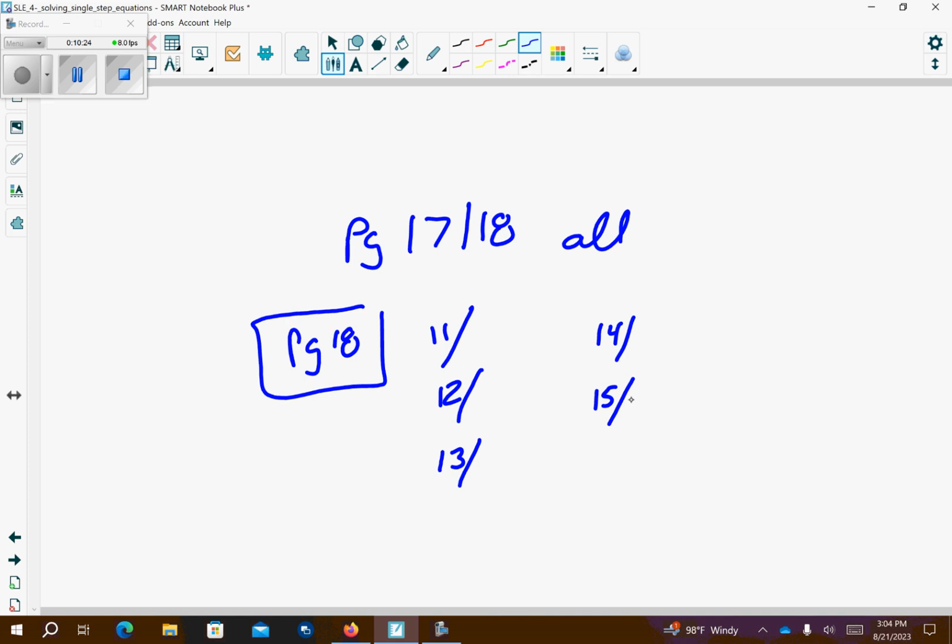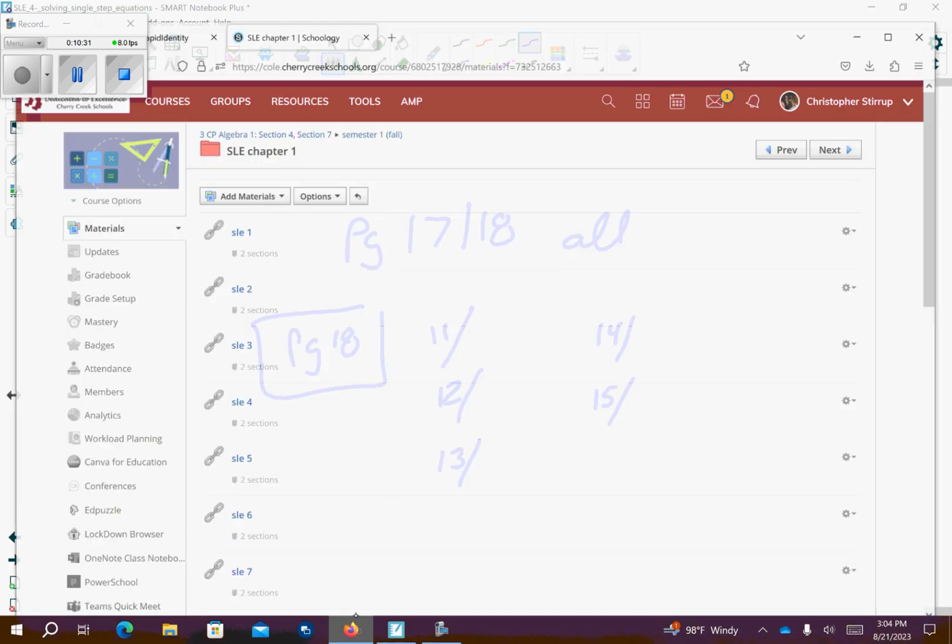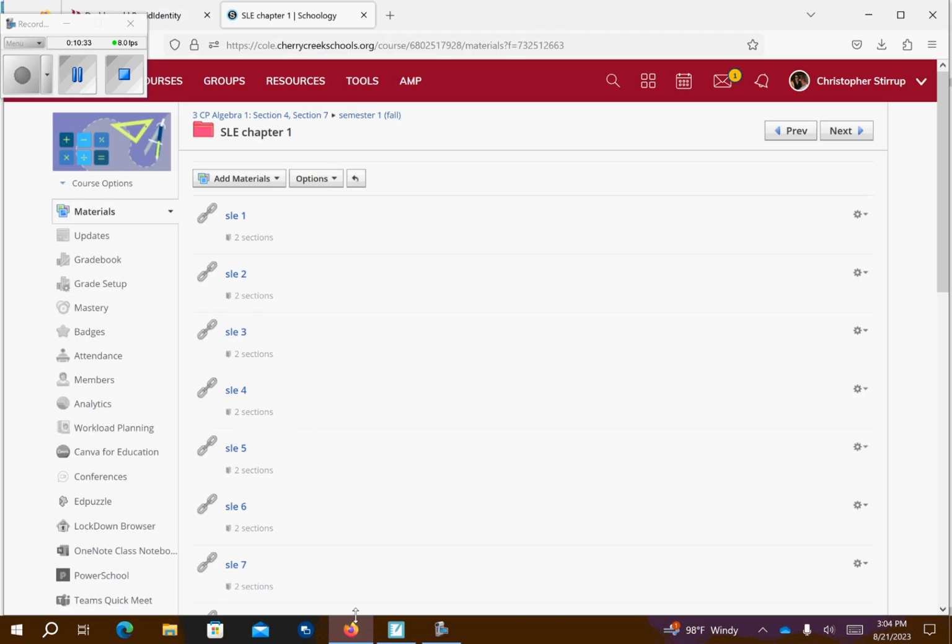So do the best you can on these. And remember, you can find the odd answers worked out in the folder on Schoology. So make sure you get back to that red folder, and this would go through SLE 4. That would be for tonight's homework.